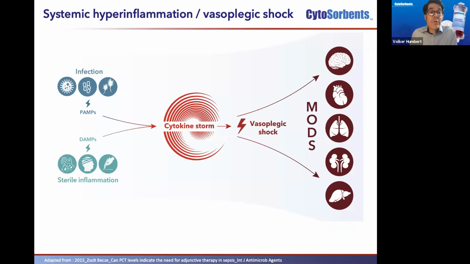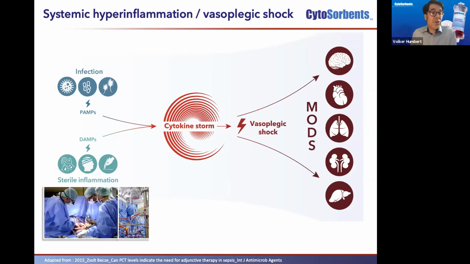It's quite well known from sepsis that an infection can lead to a cytokine storm, which is then providing the base for the development of a vasoplegic shock and can further deteriorate into a multi-organ dysfunction syndrome. But it's also well known that sterile triggers like major trauma, major burns, or major surgery can result in a very similar cytokine storm with a very similar clinical picture.